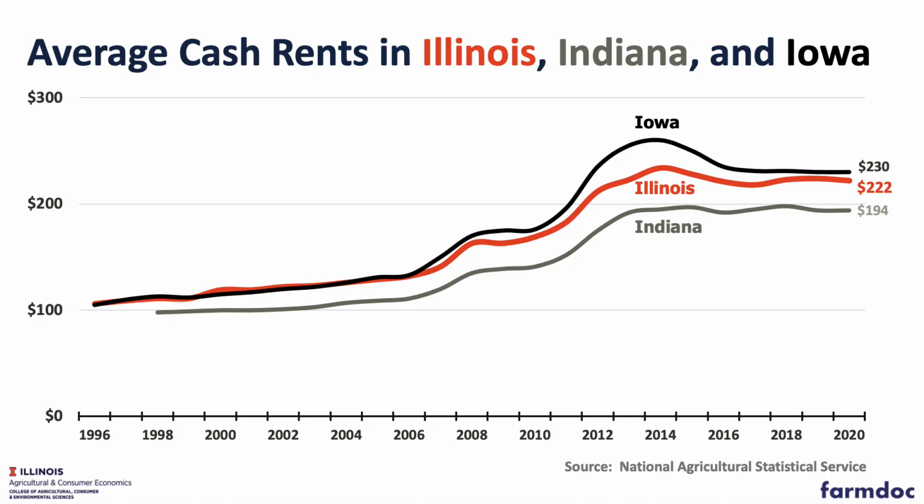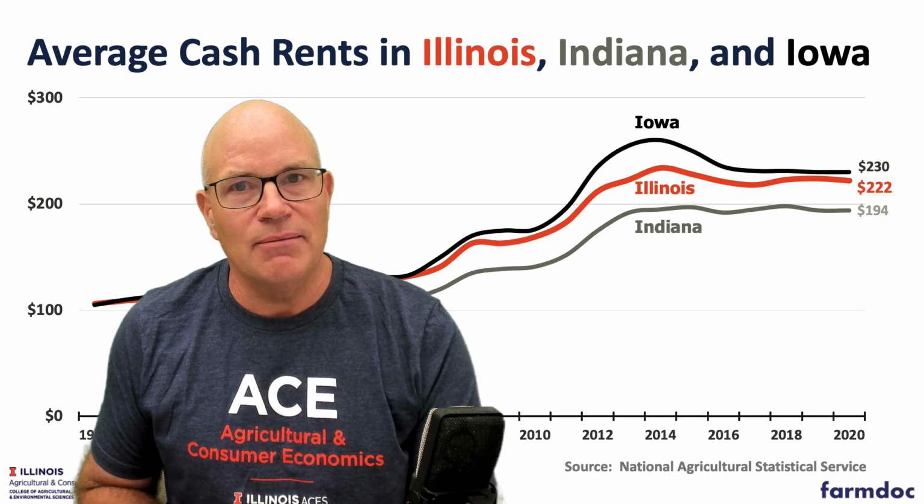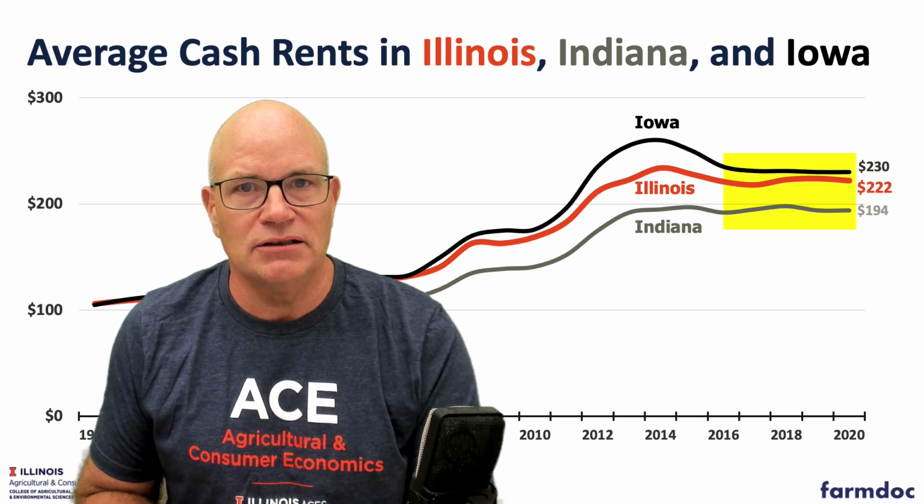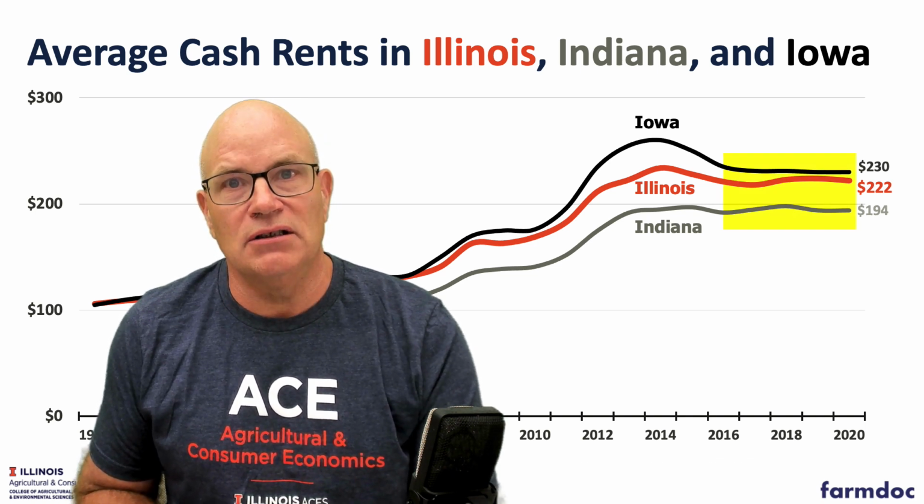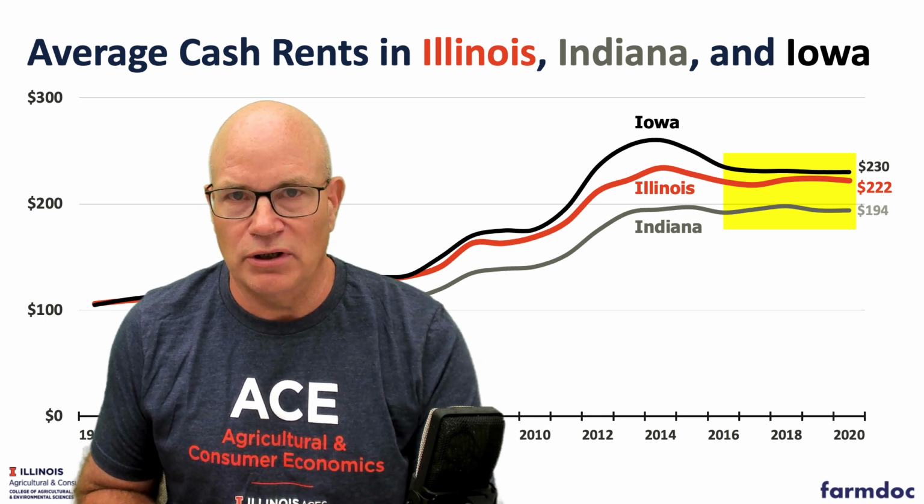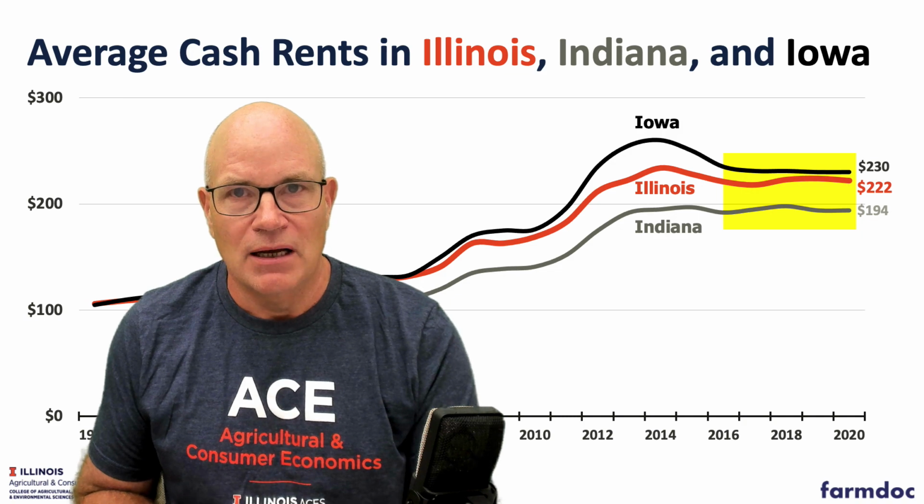The National Agricultural Statistics Service recently released cash rents for 2020, and for the state of Illinois, it turned out to be $222 per acre. Almost the same as it has been since 2016. We've seen very stable rates across Illinois, as well as in the other I states, Iowa and Indiana. We've seen very stable cash rents since 2016.